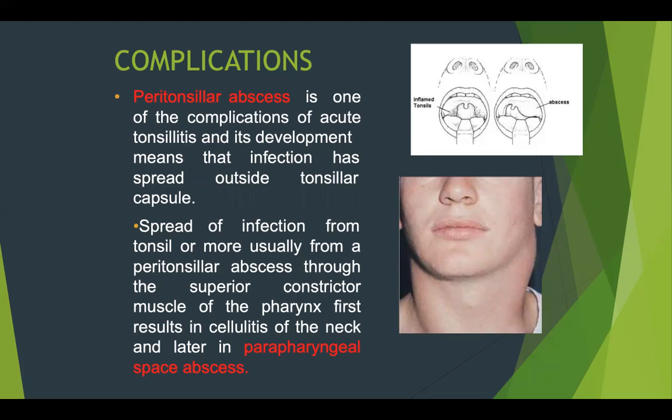Further, peritonsillar abscess is one of the complications of acute tonsillitis, and its development means that infection has spread outside the tonsillar capsule. Spread of infection from the tonsil is more usually from a peritonsillar abscess through the superior constrictor muscles of the pharynx, first resulting in cellulitis of the neck and later in parapharyngeal space abscess. You can see both sides are well swollen.